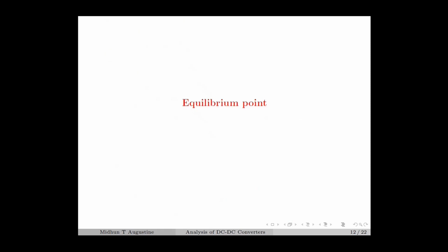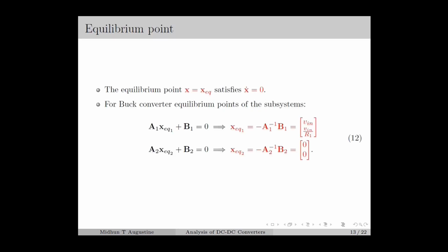Next, we briefly discuss the equilibrium point and steady state operating points of DC to DC converters. At the equilibrium point x equal to xeq, the derivative of the state vector x dot is equal to 0. In other words, once we reach the equilibrium point, we will stay there since x dot is 0. Now, substituting this condition for subsystem 1, we get a1 xeq1 plus b1 equal to 0, which gives xeq1 equal to minus a1 inverse b1, which will be equal to Vin and Vin by R. Therefore, the equilibrium point of subsystem 1 is Vin and Vin by R, which gives the steady state values of the states x1 and x2 if we are using subsystem 1.